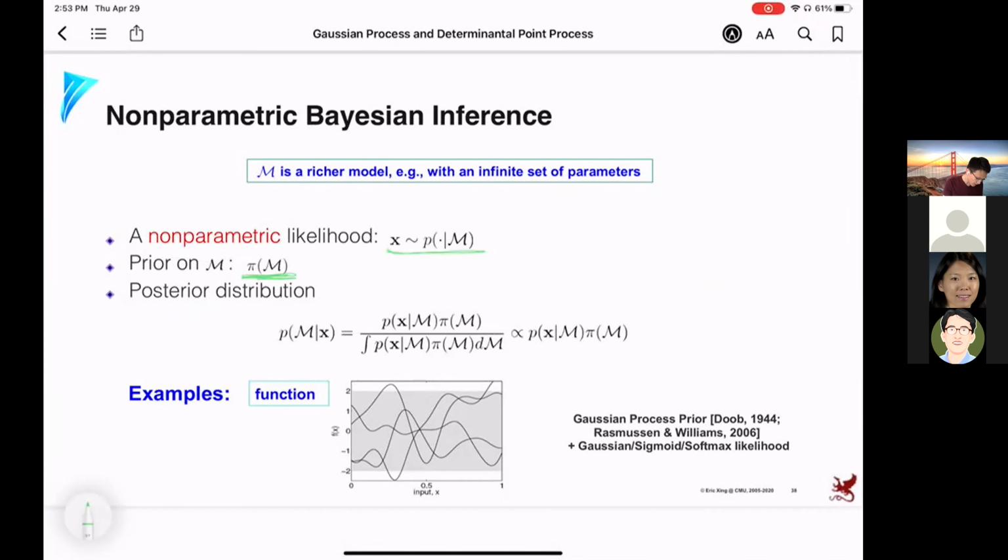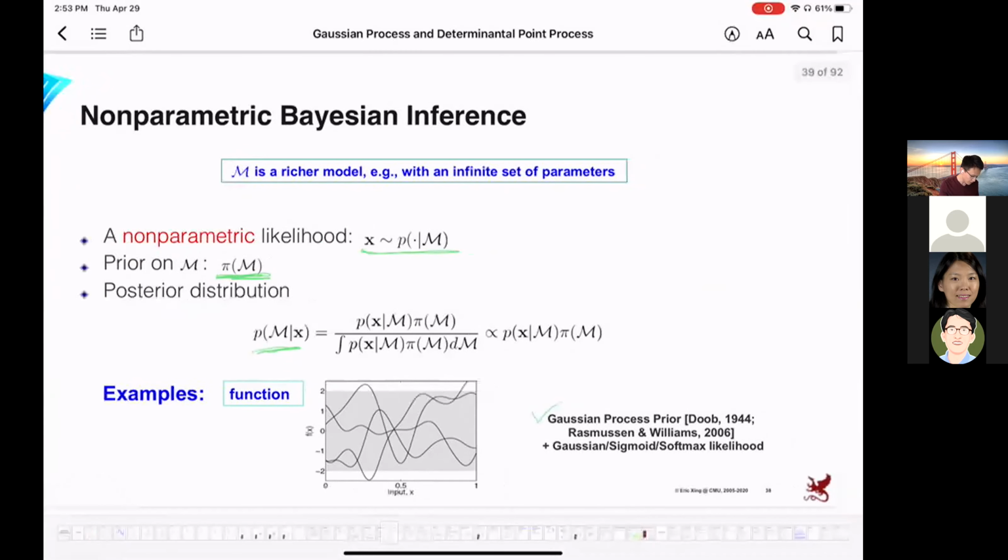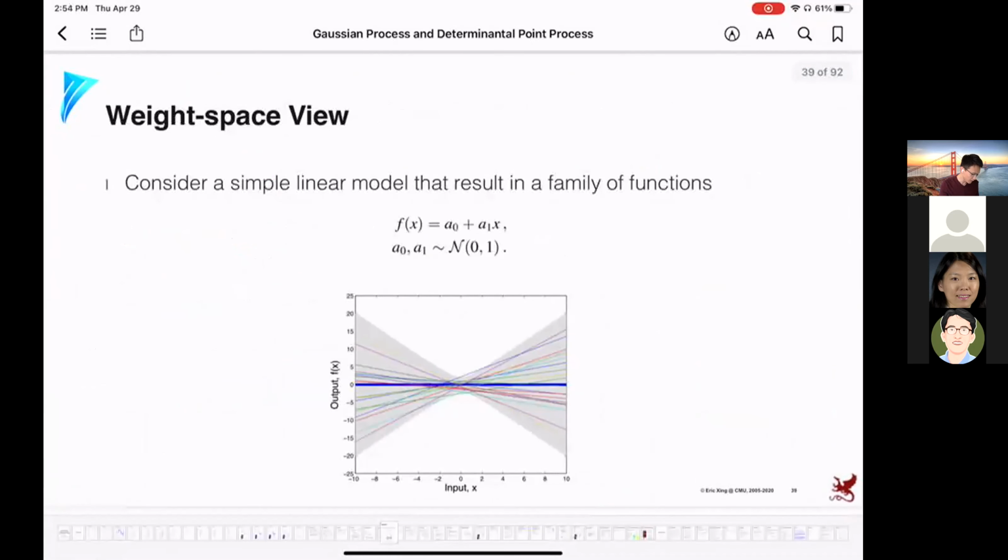So finally, the posterior distribution will be on these functions. And this is exactly what a Gaussian process is doing: a prior on functions, and then a posterior distribution on functions. Let's look at one example here to get the idea of what's going on.